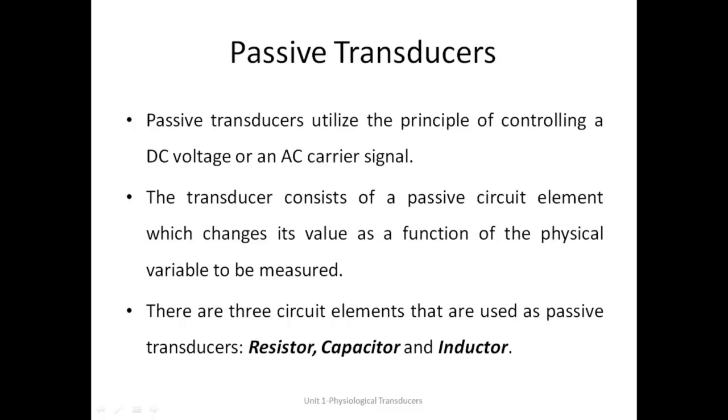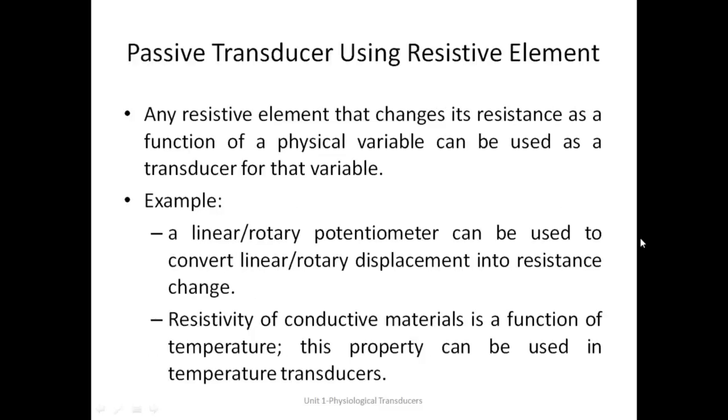In this particular video, we'll be talking first of all about the passive transducers using resistive elements. Resistance, all of you know. In your earlier classes, you must have studied what a resistance is, right? We all know what a resistance is, right? So any resistive element that changes its resistance as a function of a physical variable can be used as a transducer for that variable. So if I have to design a resistive passive transducer for measuring temperature, I need to have an element whose resistance changes with respect to temperature.